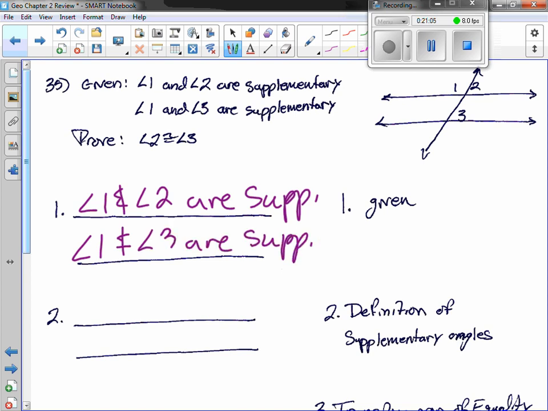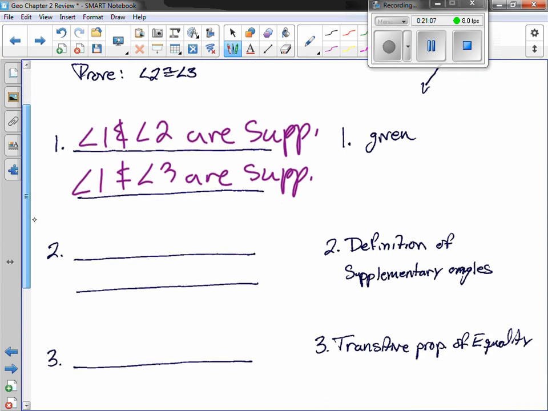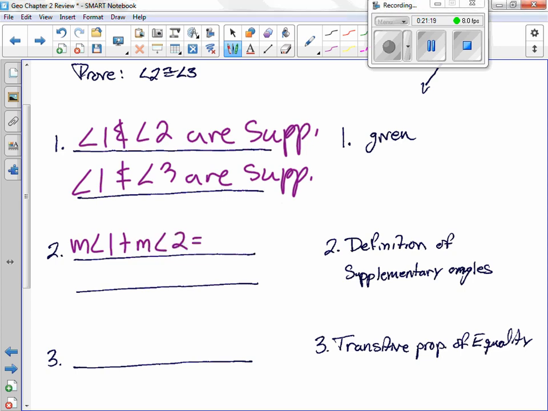Or supplementary, because that's what's given to us. That's what it's told to us, that 1 and 2 are supplementary and 1 and 3 are supplementary. Now, since it told me that they're supplementary, it means the measure of angle 1 plus the measure of angle 2 is equal to 180, because supplementary angles add together to be 180. So we say the measure of angle 1 plus the measure of angle 2 is equal to 180.